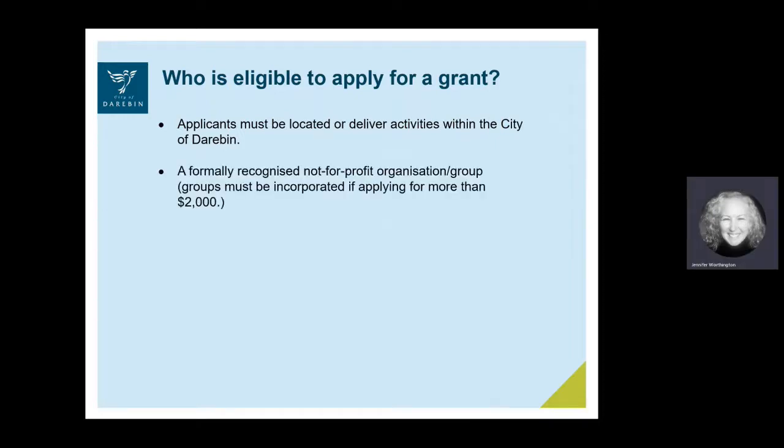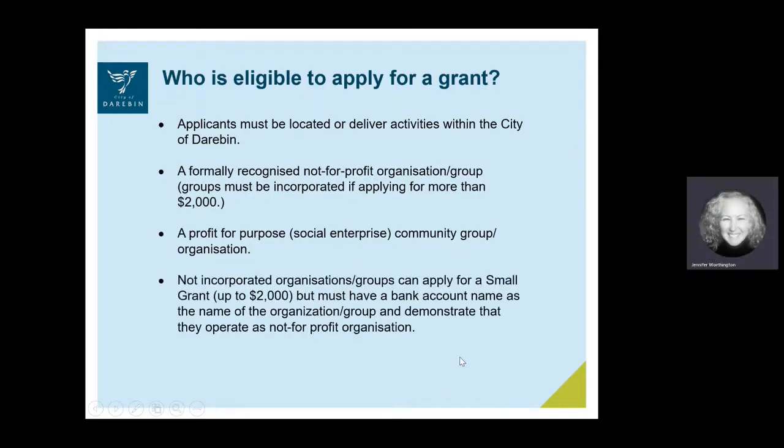To be a formally recognised not-for-profit organisation or group, groups must be incorporated if you're applying for more than $2,000. You would be a profit for purpose or social enterprise community group or organisation. And if you're a not incorporated group or organisation, you can apply for a small grant up to $2,000, but you need to have a bank account in the name of the organisational group to demonstrate that you're a not-for-profit and that you're not applying as an individual.